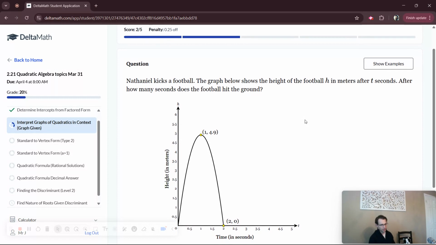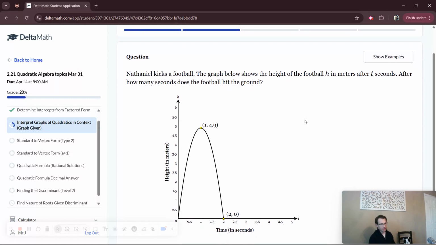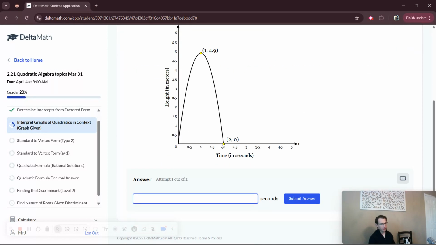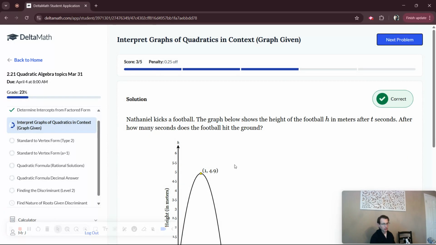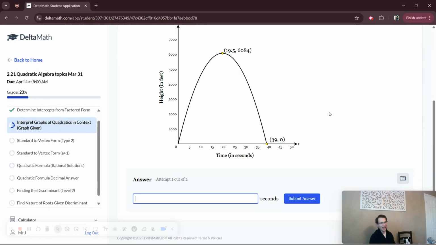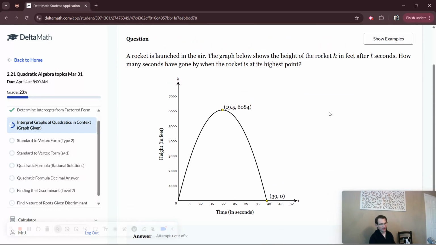Okay, a football is kicked. h is in meters after t seconds. After how many seconds does the football hit the ground? Well, it's at 0, meaning it's on the ground, after 2 seconds. Okay, a very different quadratic. A rocket is launched into the air.